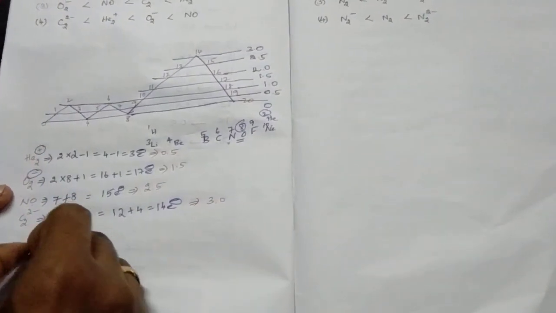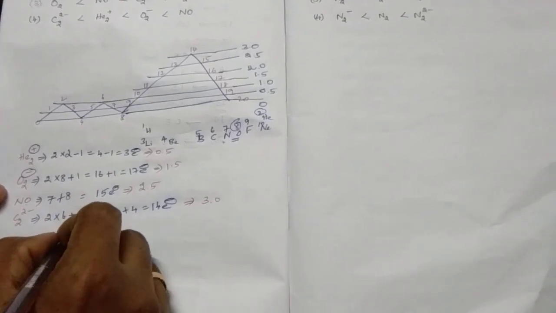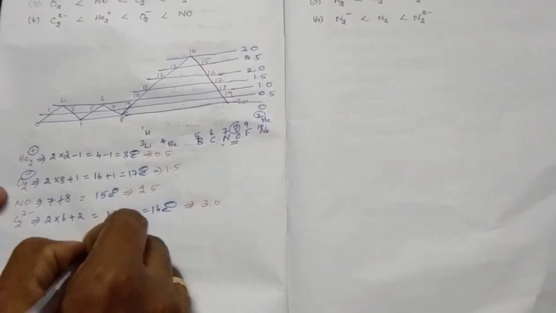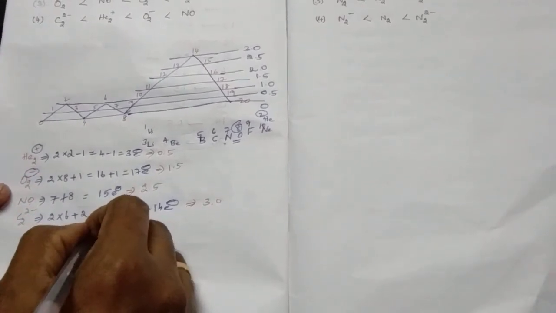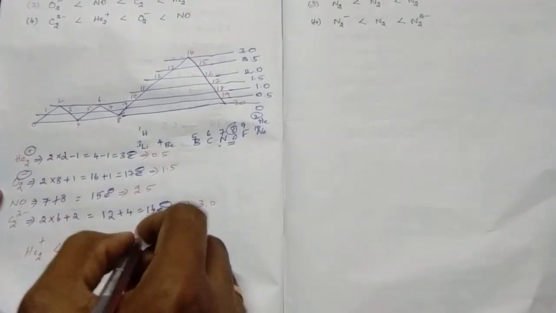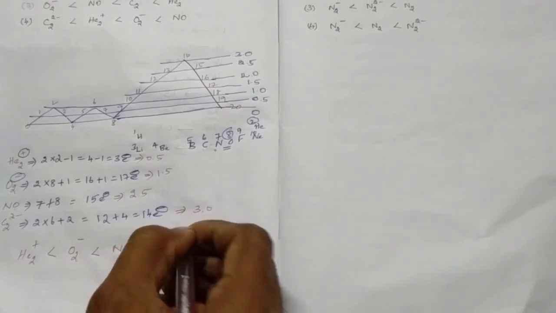Based on this, we can arrange. He2 plus has the lowest, then O2 minus, then NO has a higher bond order, and C2 2 minus has the highest bond order. So this arrangement comes in option number 1. So option number 1 is right.